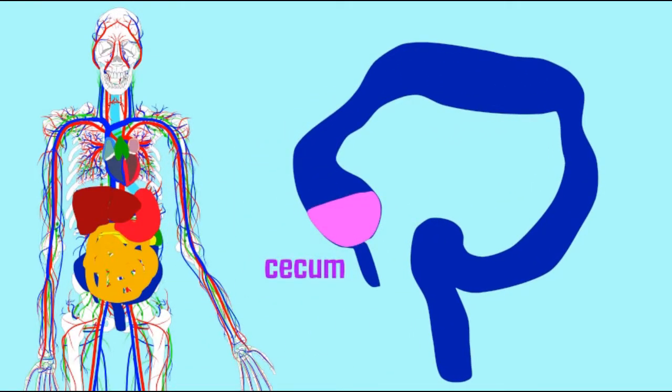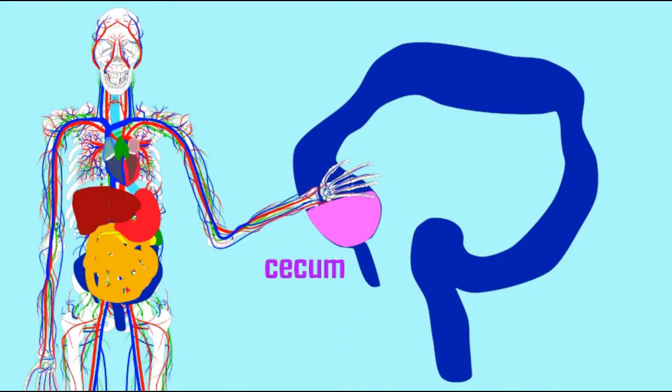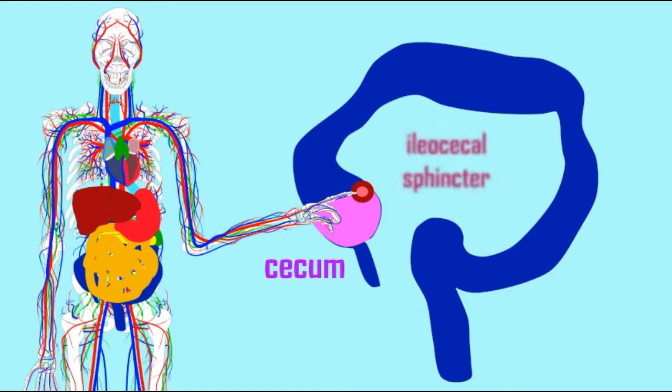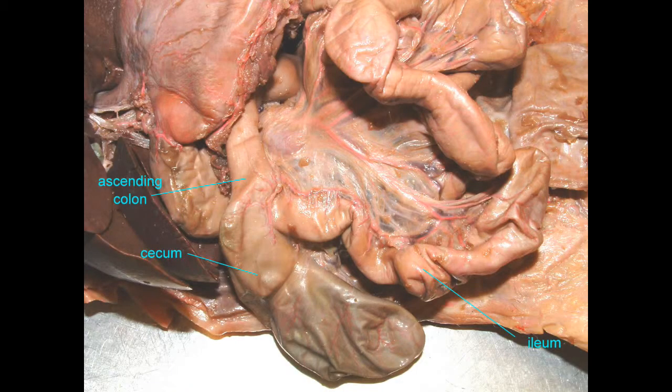Material that cannot be digested in the small intestine passes through the final portion of the small intestine, the ileum, into the cecum of the large intestine through an ileocecal sphincter. While most of the material will proceed into the ascending colon, where it can pass through the large intestine, some can enter a blind pouch, known as the cecum.